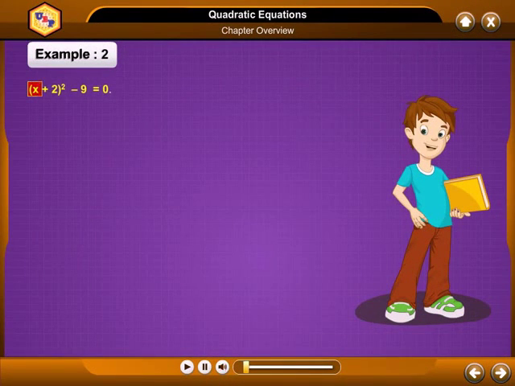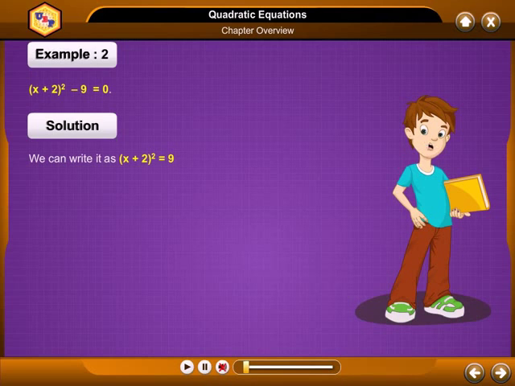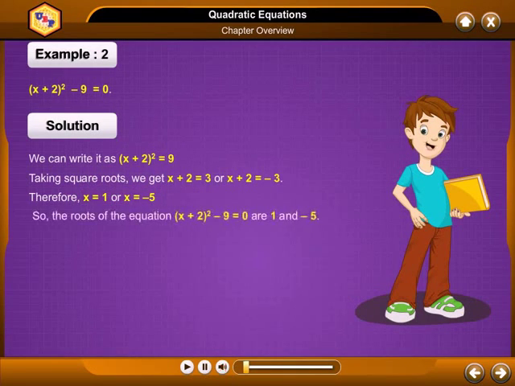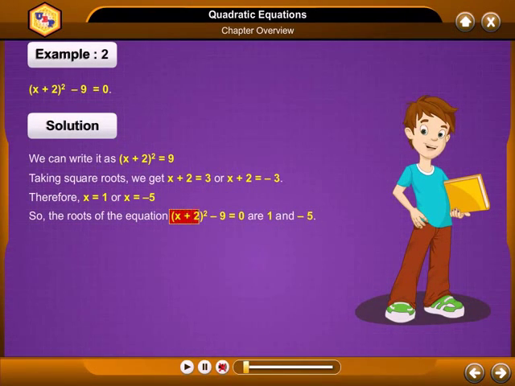Example 2. (x + 2)² − 9 = 0. Solution. We can write it as (x + 2)² = 9. Taking square roots, we get x + 2 = 3 or x + 2 = −3. Therefore, x = 1 or x = −5. So the roots of the equation (x + 2)² − 9 = 0 are 1 and −5.